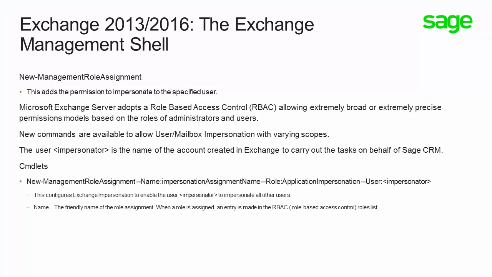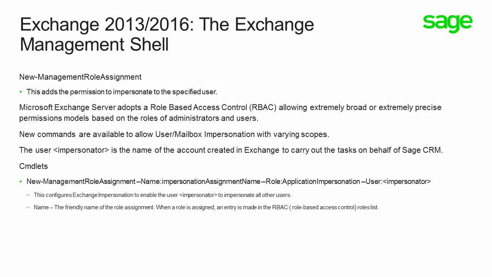Now let's assume that we've got the Exchange Management Shell working. The command that we want to use in 2010, 2013 and 2016 is New-ManagementRoleAssignment. This adds the permission to impersonate the specified user. Microsoft Exchange Server adopts role-based access control, RBAC, allowing extremely broad or extremely precise permissions to be granted, modelled on the roles of administrators and users.